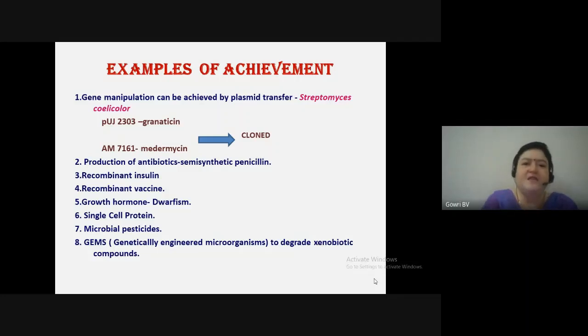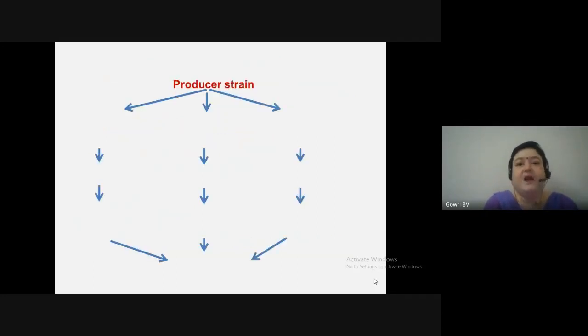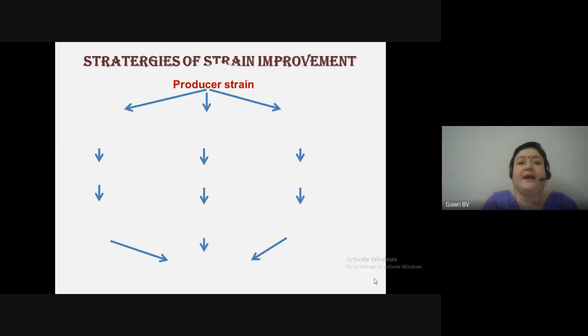And of course, more than this, you have very many varieties. In plant, there are many resistant varieties. Tissue plasminogen activator is in your syllabus, and there are interferons. So everything is one achievement of what is called rDNA technology in production of improved strain. So the next slide will tell you what are the strategies of strain improvement.